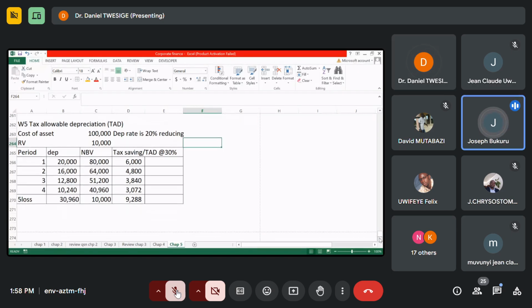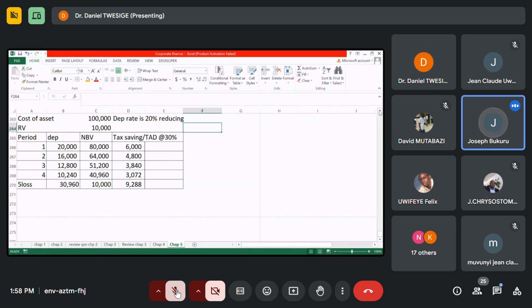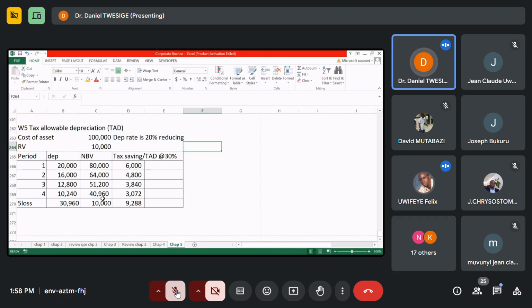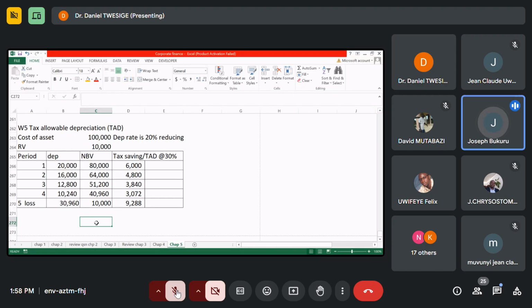Now, what do you mean by the 5 loss? That's to say, in year 5 it is a loss, not a 5 loss. In year 5 you have a loss. You can put the loss in a bracket.